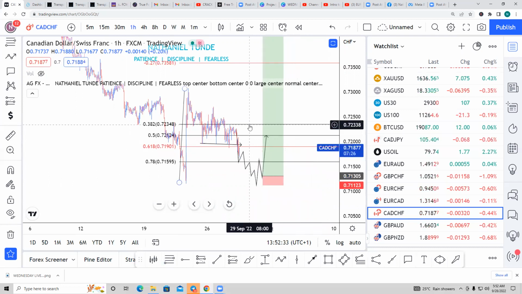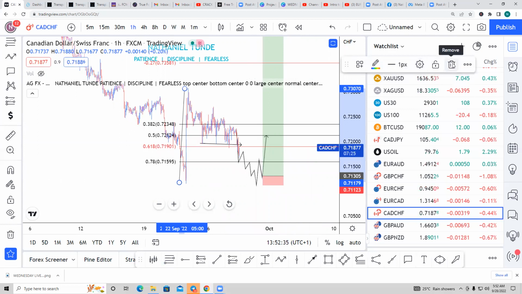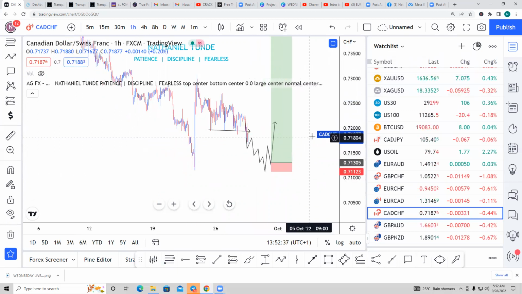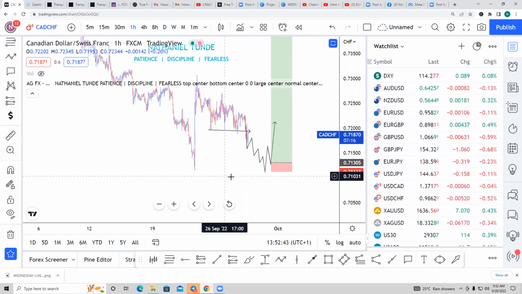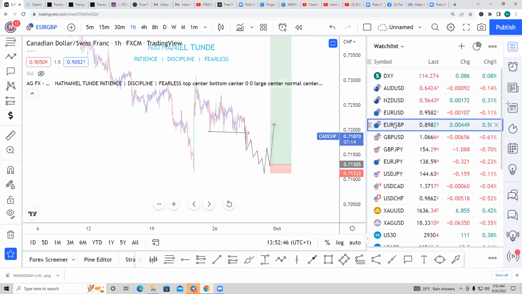So refining your entry better will give you a better risk to reward than if you just enter on a higher time frame. Is that okay now? So that is another setup. Then Euro GBP.